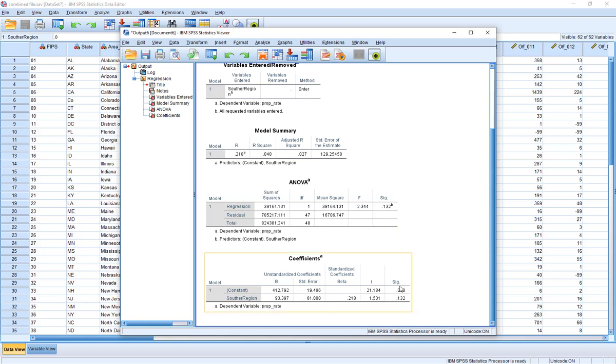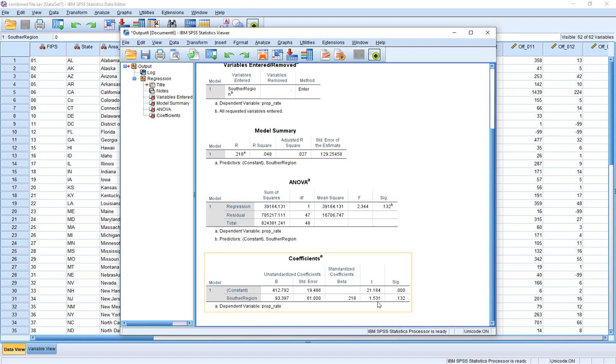Now, coming down here to the coefficients, again, we ignore the constant, but you can see the same things happening here. The sig value is non-significant. In other words, there is not a statistically significant relationship between these two variables. You can see, however, it was a positive relationship, but again, meaningless because it's non-significant. In other words, this could be based simply on random chance. And you can see our t-statistic is much lower, 1.5.